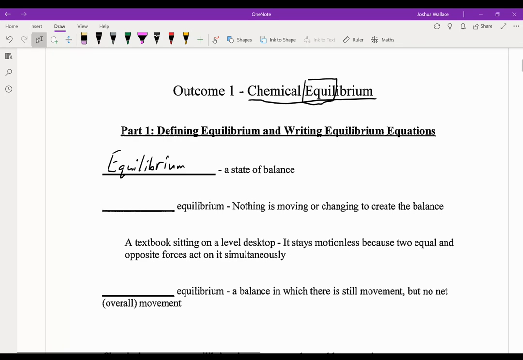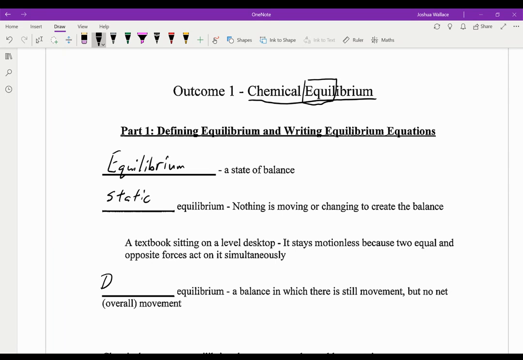We can have a static equilibrium, in which nothing is moving or changing to create the balance. So, for example, you have a textbook sitting on a level desktop, so essentially a textbook on a desk. It stays motionless because you have two equal and opposite forces acting on it simultaneously. So we know that when a textbook's on a desk, we have the force of gravity acting on it as well as the force of normal acting on it as well. So that's why it's not going up or down.